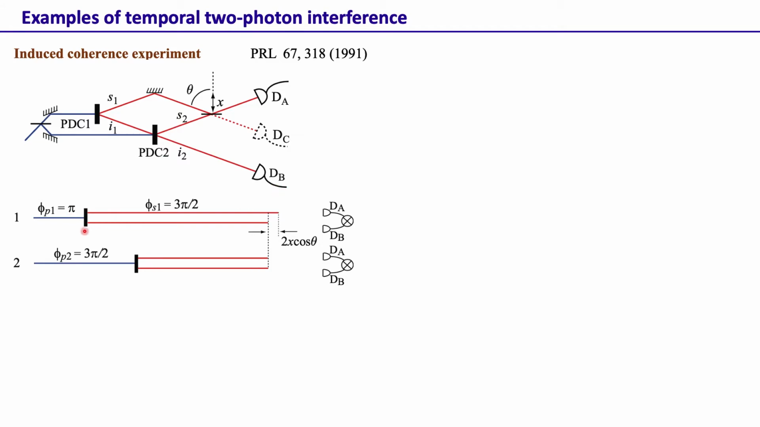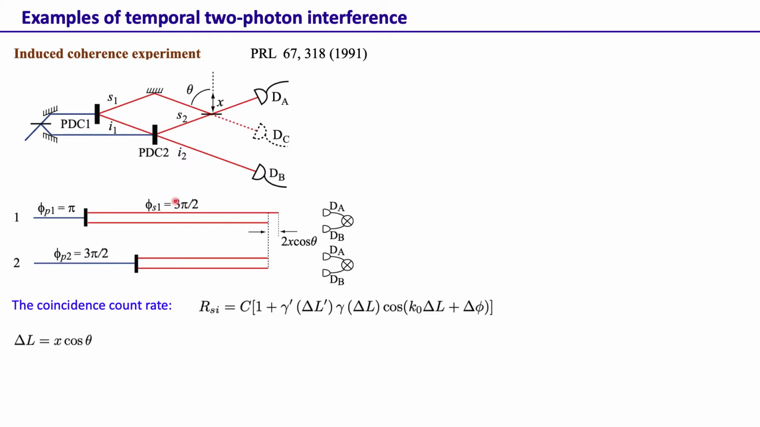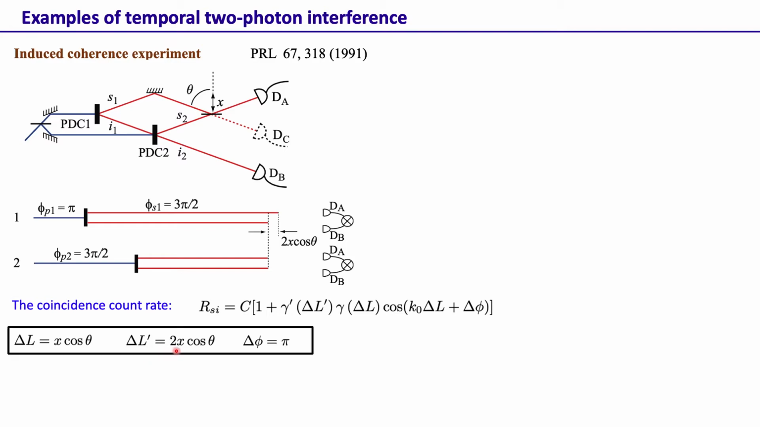represent the two alternatives that lead to coincidence detection in this manner, and then it's easy, this is our coincidence count rate, and in this case we can actually show the delta L is x cosine theta, delta L prime is twice x cosine theta, delta phi is pi. So in all these two photon interference experiments, one simply needs to calculate delta L prime and delta phi, put in here, and that is the effect one would see. So that's what we have over here.